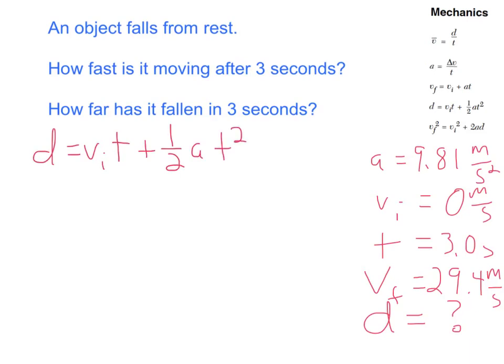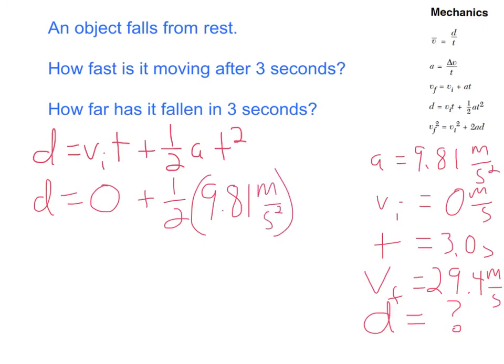So now I'm going to put the numbers in. Distance equals, v initial though is 0. So if I put a 0 in here, 0 times 3 is going to be 0. So actually I'm just going to write a 0 here because I know that term is going to go away. Plus 1/2 times 9.81 meters per second squared times 3 seconds, which I have to remember to square.